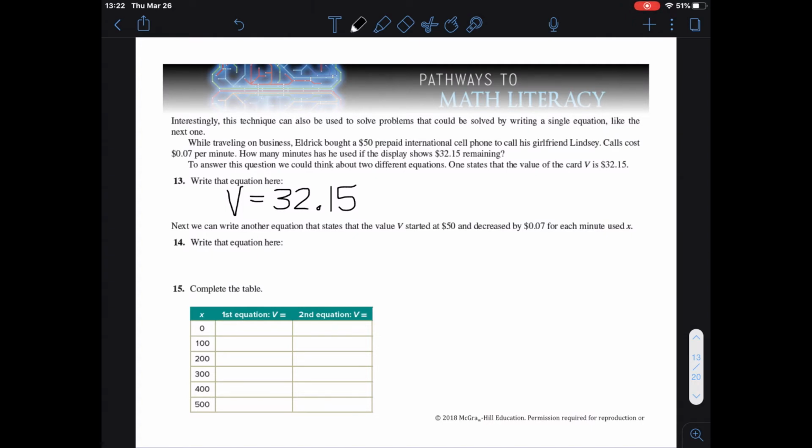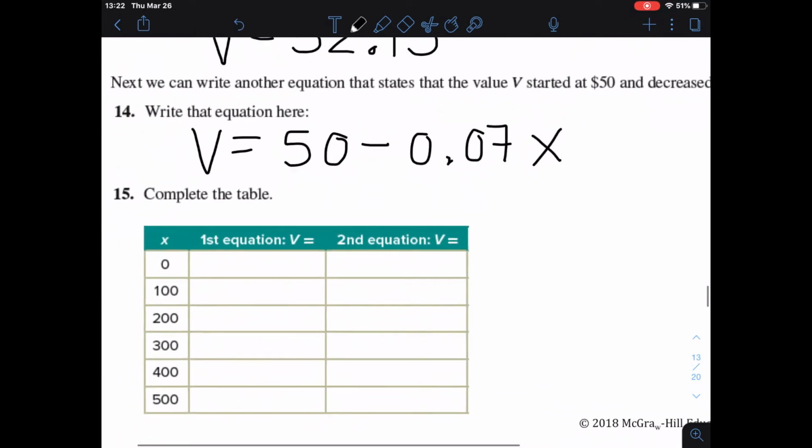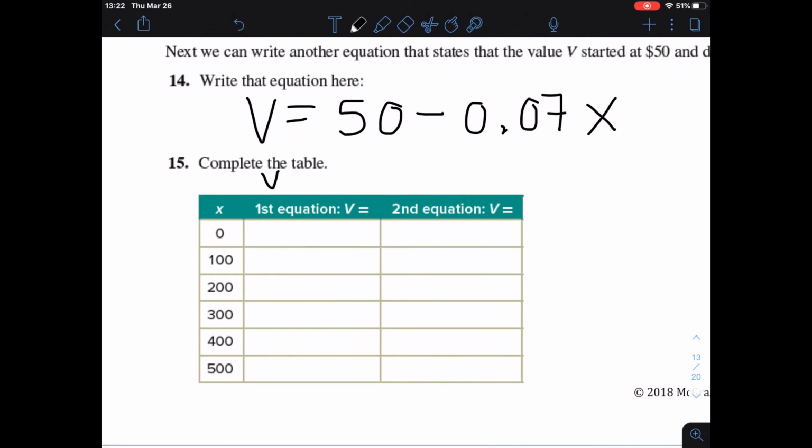Another equation tells us our original value starts at $50 and it's going to decrease by 7 cents each minute used. So we're starting out at 50, that's our y-intercept, and the value is that minus 7 cents times the number of minutes. So we can complete a table with these two equations. The first equation is just V equals $32.15, so the value on my card is this.